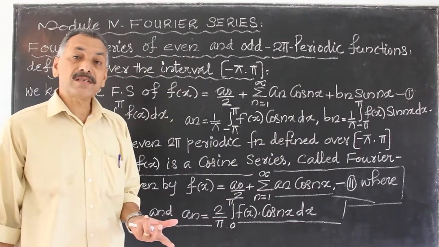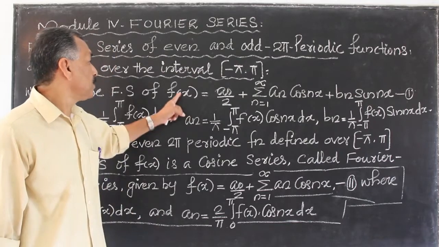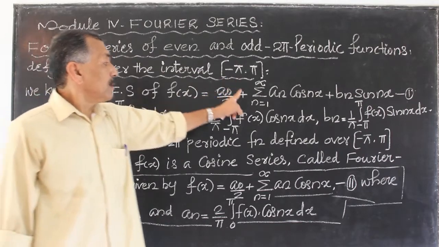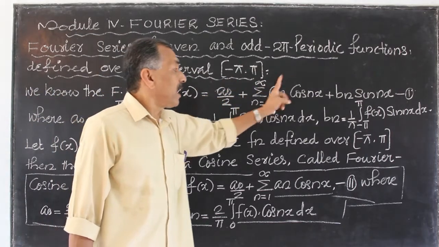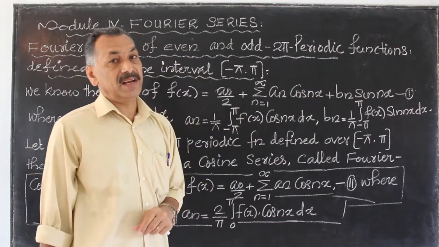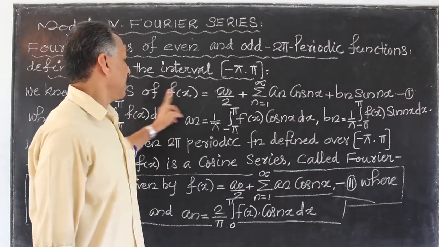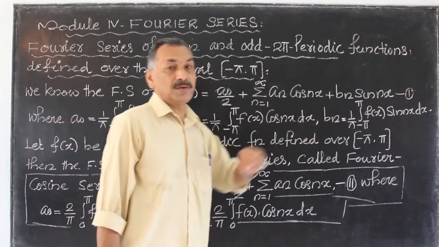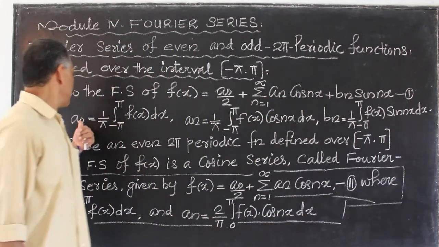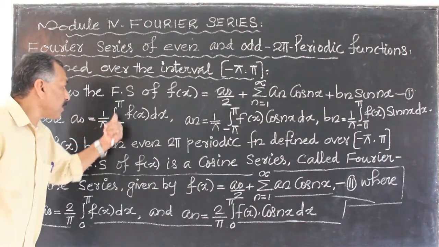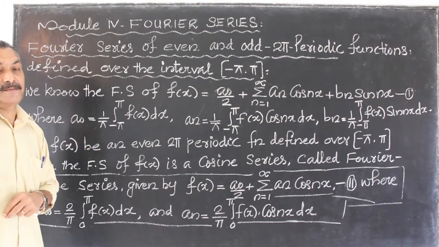Then what is f of x? The Fourier series of f of x is equal to a0 by 2 plus sigma n equal to 1 to infinity an cos nx plus bn sin nx. We need to find a0, an and bn. What is a0? a0 is 1 by pi integral minus pi to pi f of x dx.